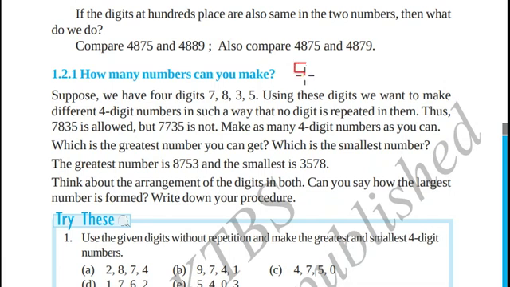We cannot write 5577 because 5 is repeated once and 7 is repeated once. We need to write a number in such a way that no digit is repeated. The greatest of these numbers is 8753. Why is 8753 the greatest number?